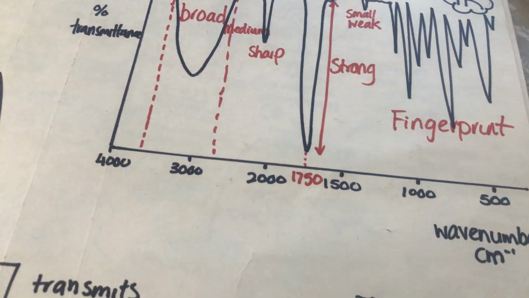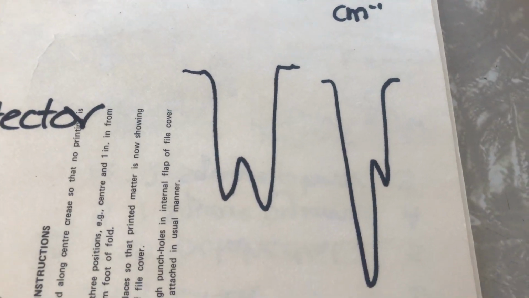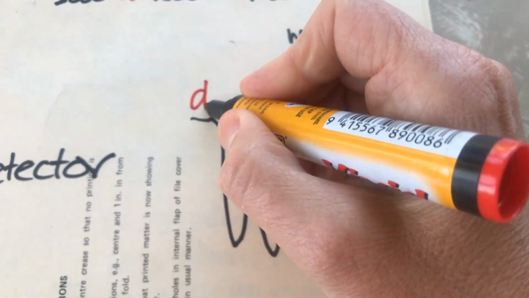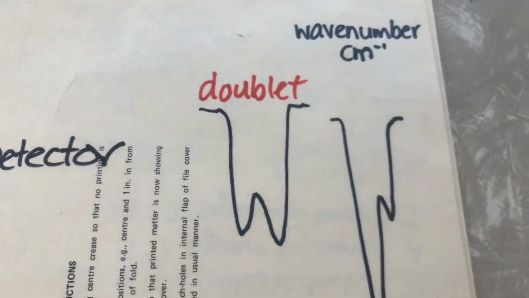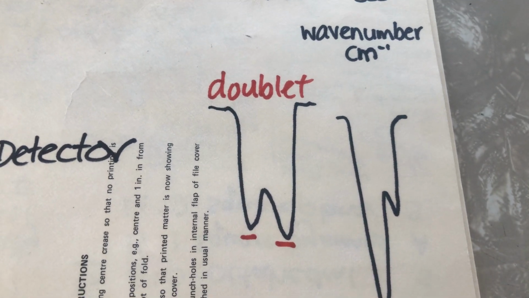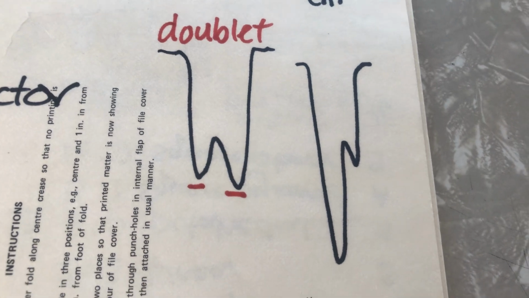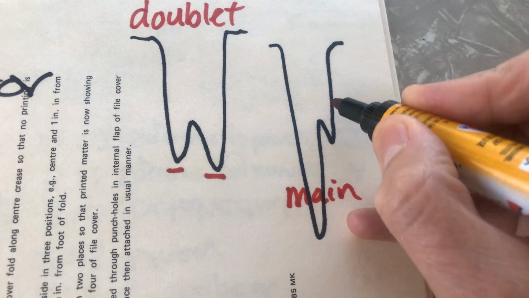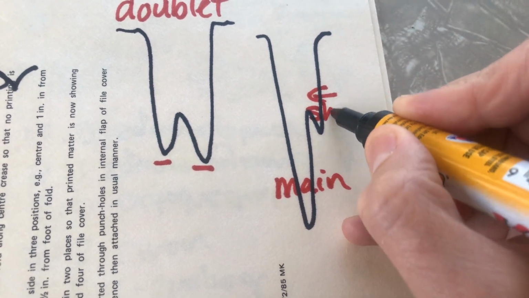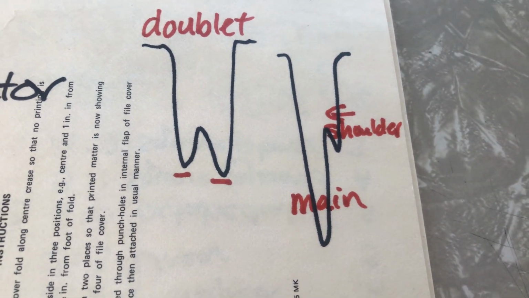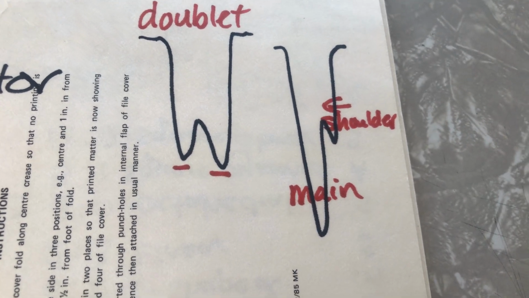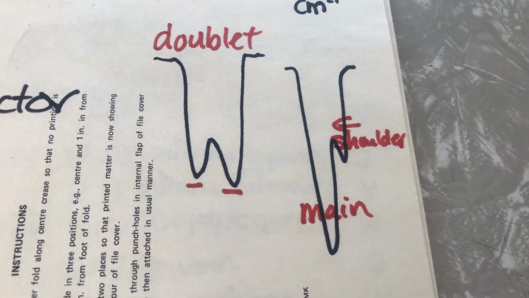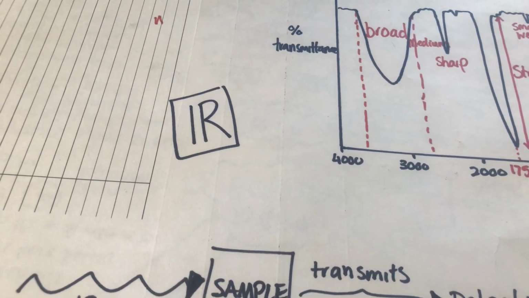A couple more things before I stop this introductory video. Down here, I just want to show you two other types of peaks. This one here is called a doublet peak. As you can see, it's got two peaks in the single peak. And here we have this main peak, and we call this a shoulder peak. It's a little one off the side of the main one. Just other terms that you might come across. Okay, that's the end of the introductory video on infrared spectroscopy.